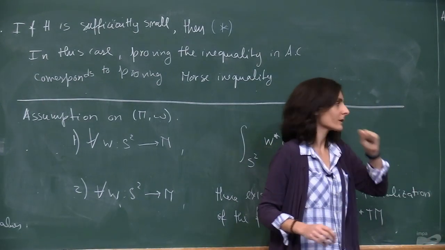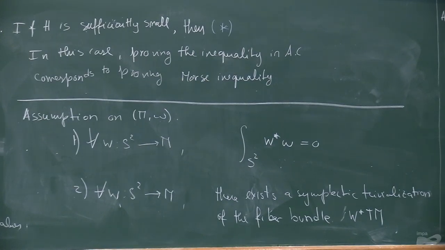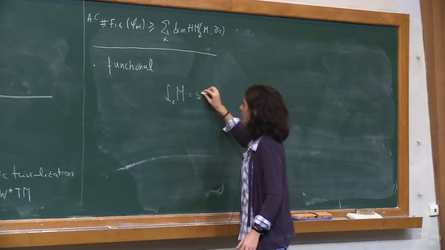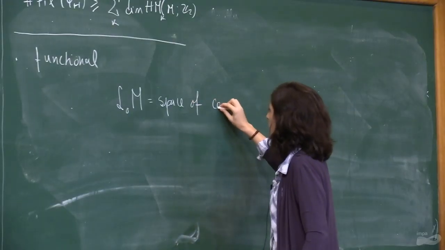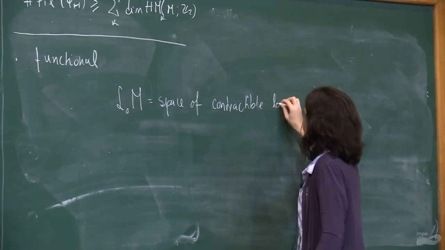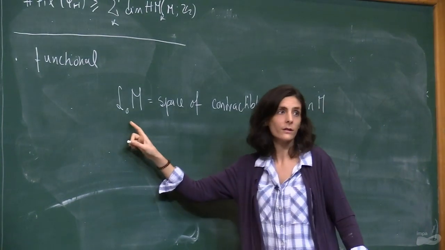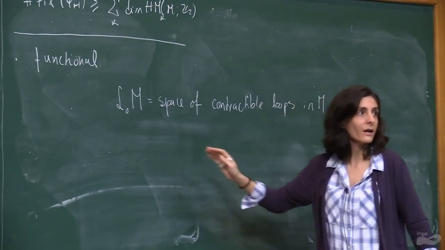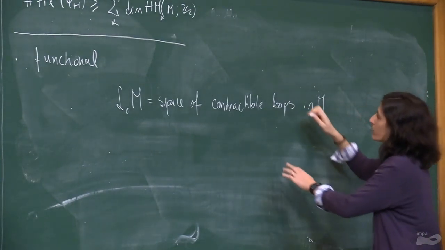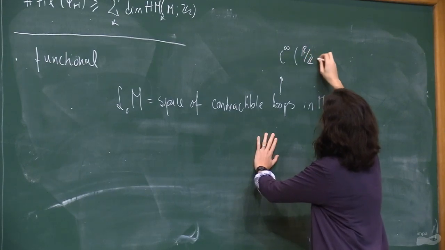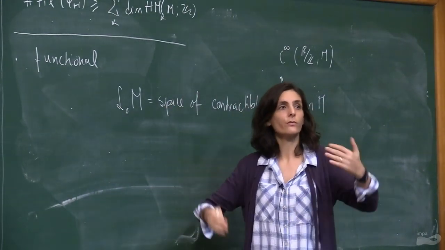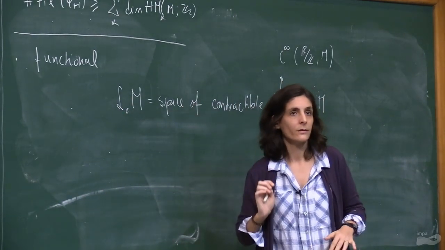Okay, so let's start with the function. So the function actually will be defined on an infinite dimensional space, so we actually call it a functional. And the functional is defined on this space, which I'll denote by L_0 M, which is the space of contractible loops in M. So this zero points out we're working with contractible loops here. If I don't write it, I just forgot it, because here I'm working just with the contractible case. And so loops here, I mean objects in C infinity of R mod Z to M. So again, our idea is to find a functional defined on this space whose critical points are exactly one-periodic trajectories of our Hamiltonian system. Okay, this is where we're heading.